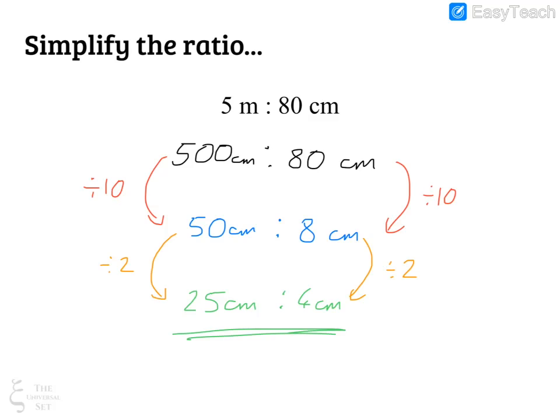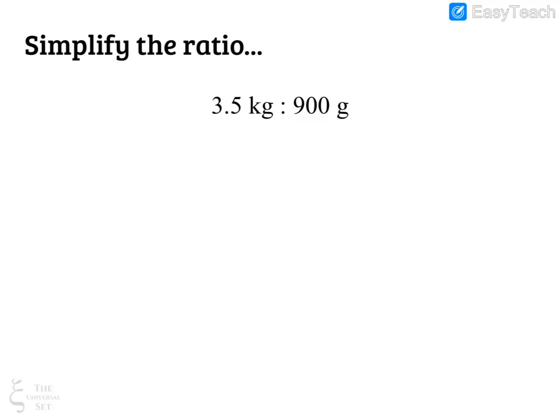One more example. I've got 3.5 kilograms to 900 grams. So we've got different units again. We're going to need to write them in the same units. And because this is not quite a kilogram, it's less than a kilogram, I'm going to write everything in grams rather than writing everything in kilograms. So let's write everything in grams. This one stays the same. 900 grams stays as it is.